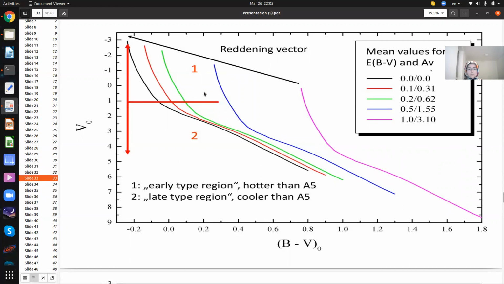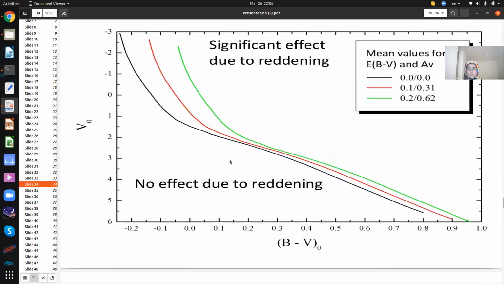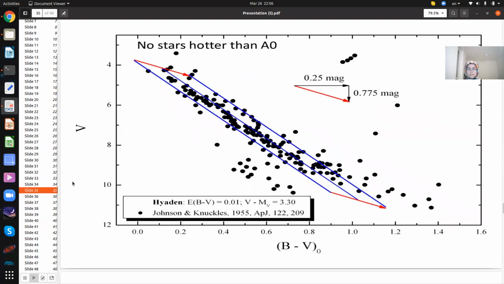And for region 1, it is the early type region, hotter than A5. And for region 2, it is the late type region, cooler than A5. Here there is a significant effect due to reddening, and no effect due to reddening in this region. And here there are no stars hotter than A0, as you see here for reddening.